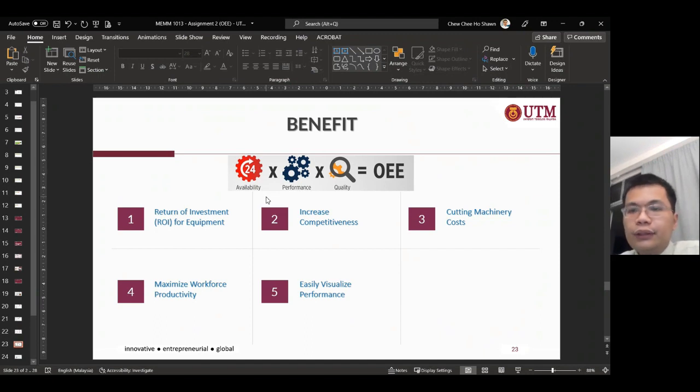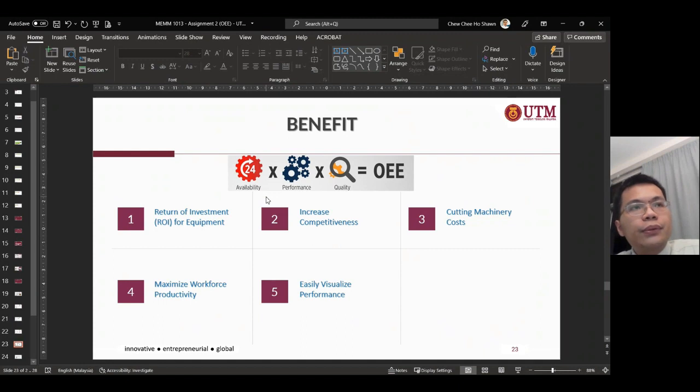So the third one is cutting the machinery costs. It can help you to understand the equipment's actual performance, so you know how efficiently the equipment is working. It also alerts you to issues that may lead to future breakdowns and repairs in advance. That's quite important. And overall equipment effectiveness helps you to anticipate potential machine failure, reducing maintenance costs and downtime.